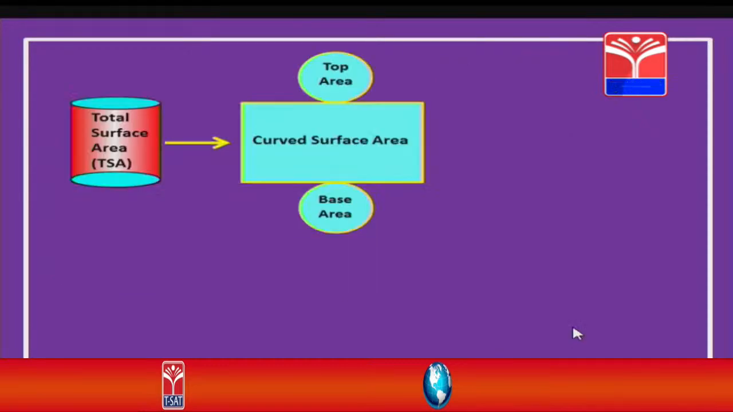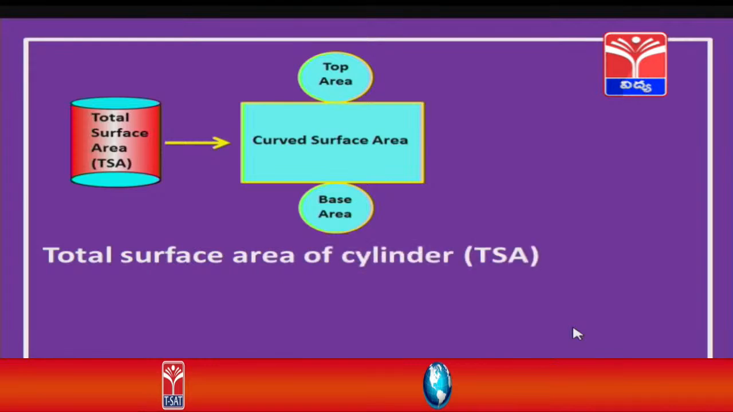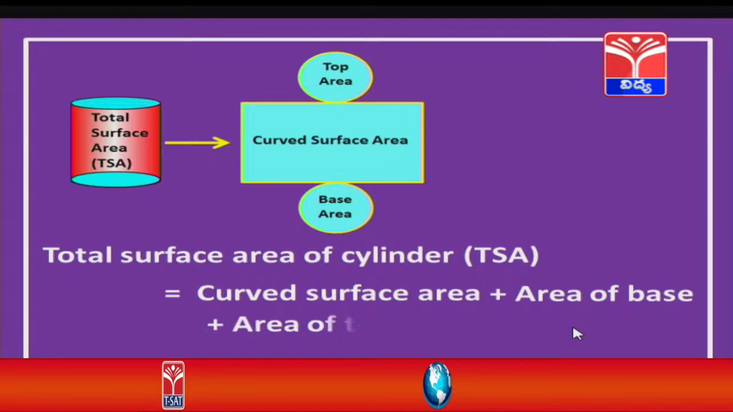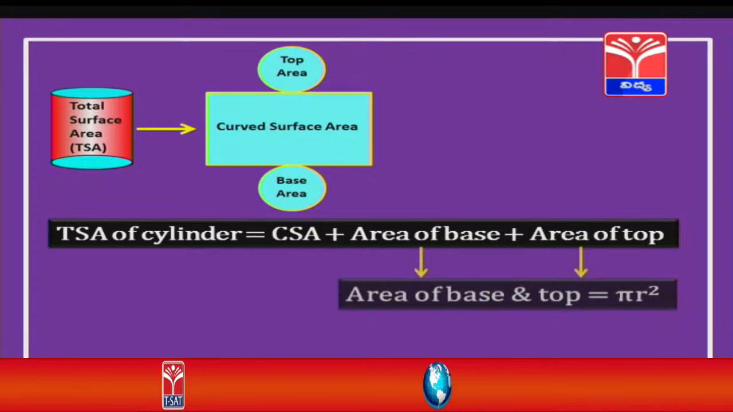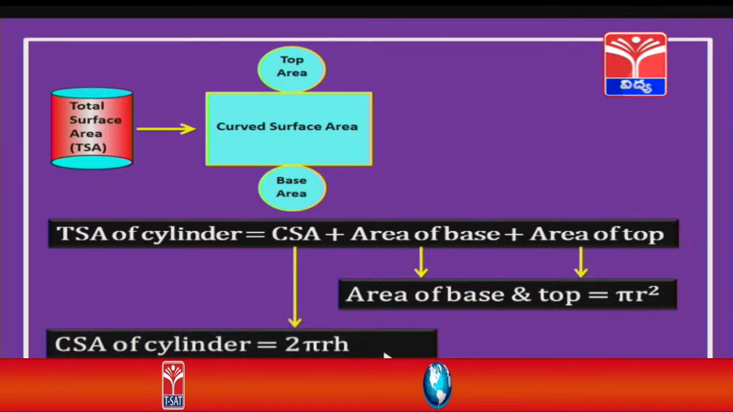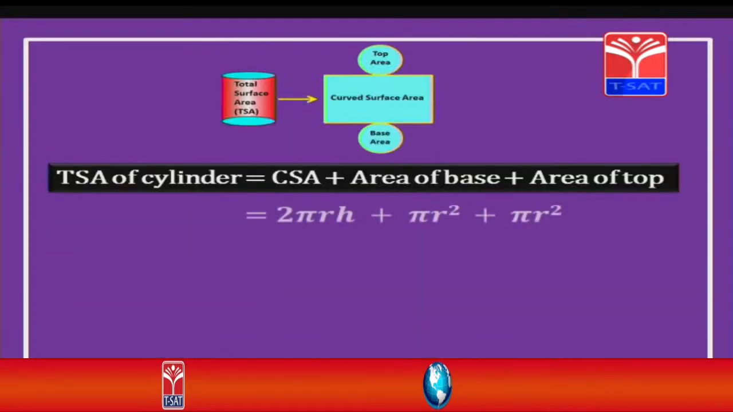Okay. Now, let us try to find the total surface area of the cylinder, which is given by curved surface area plus area of base plus area of the top. Now, we have already seen the area of base or area of top, both are in circle shape, right. If you notice, both are circular in shape. So, what is the area of a circle, children? Pi r square, and CSA we already got as 2 pi r h. Now, let us substitute these values. So, 2 pi r h plus pi r square plus pi r square. So, pi r square plus pi r square will become 2 pi r square.